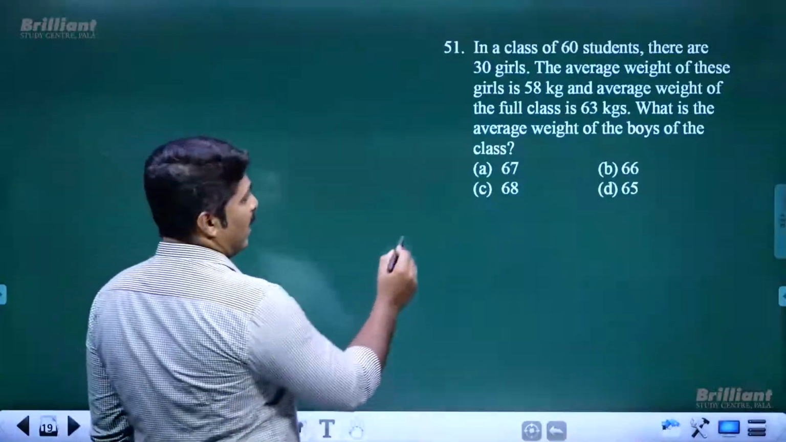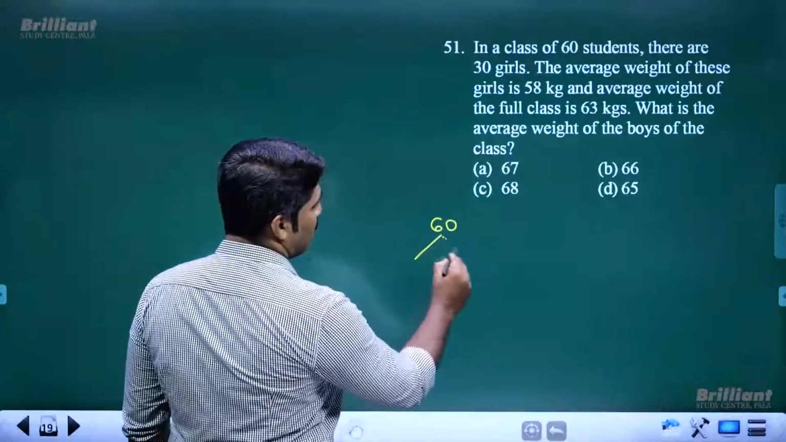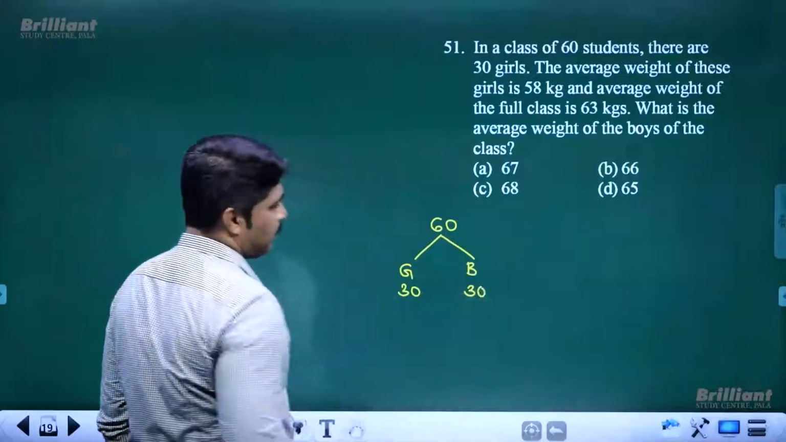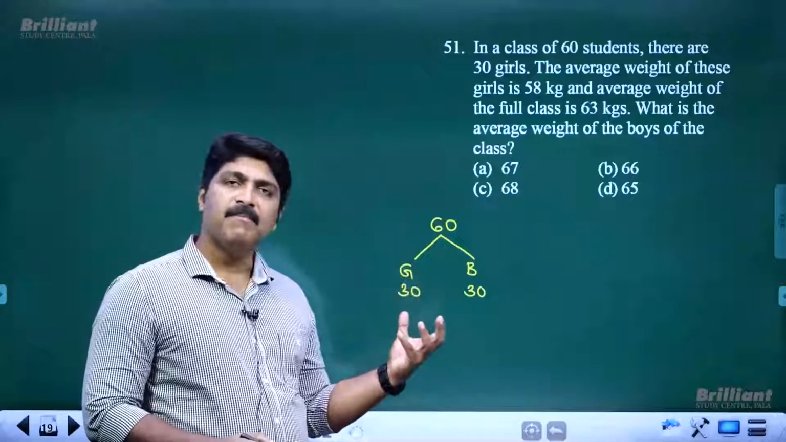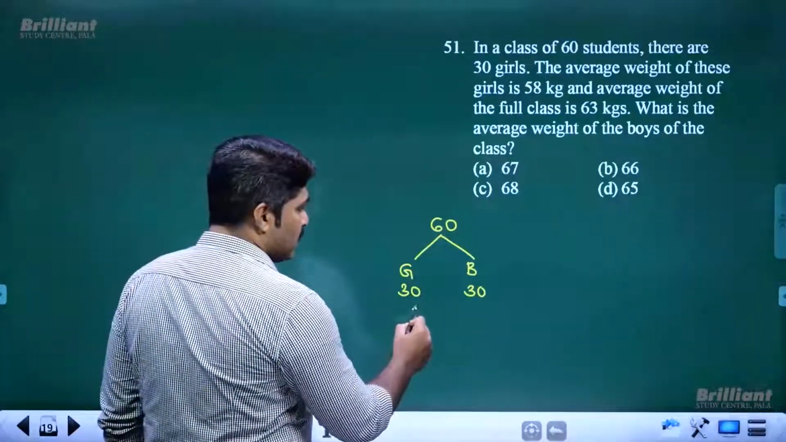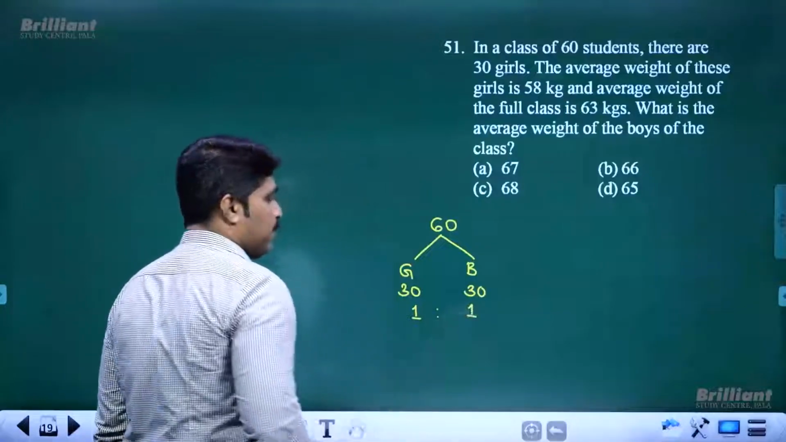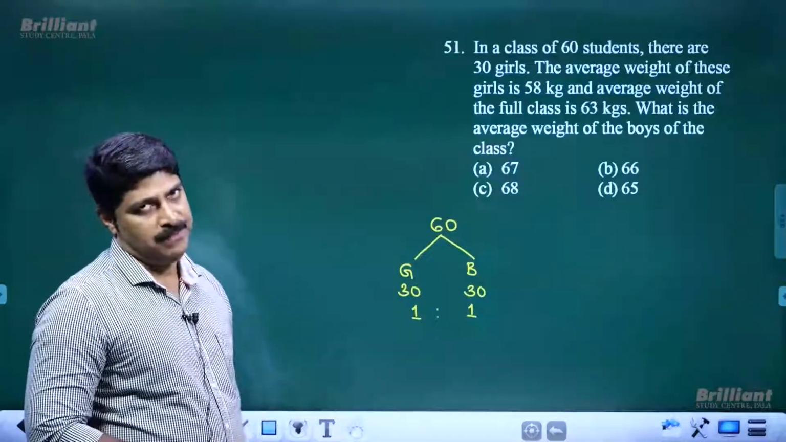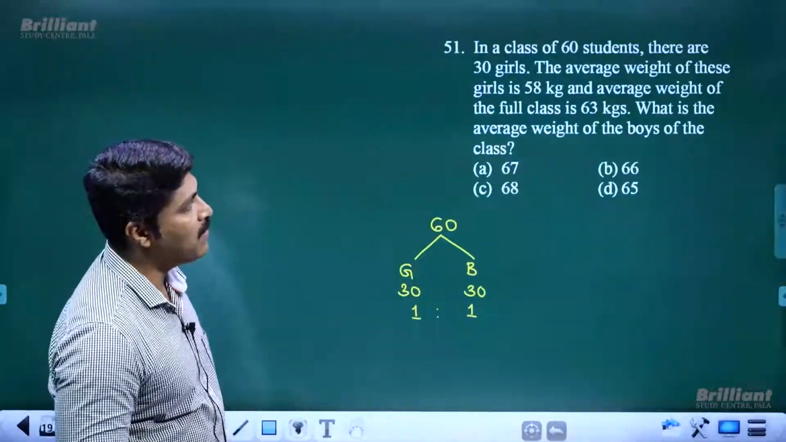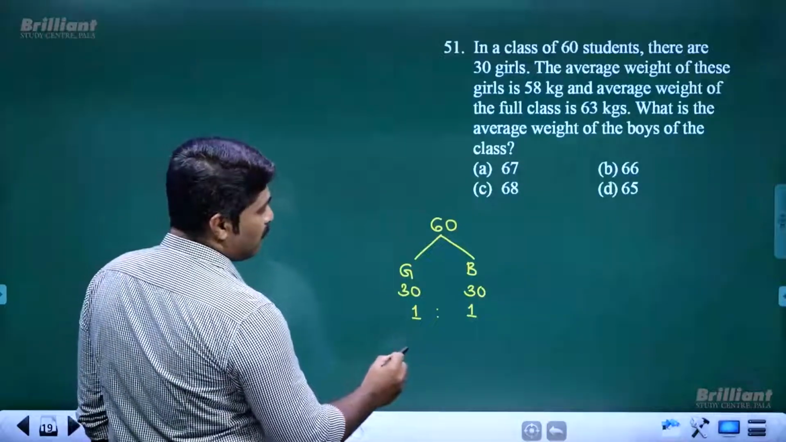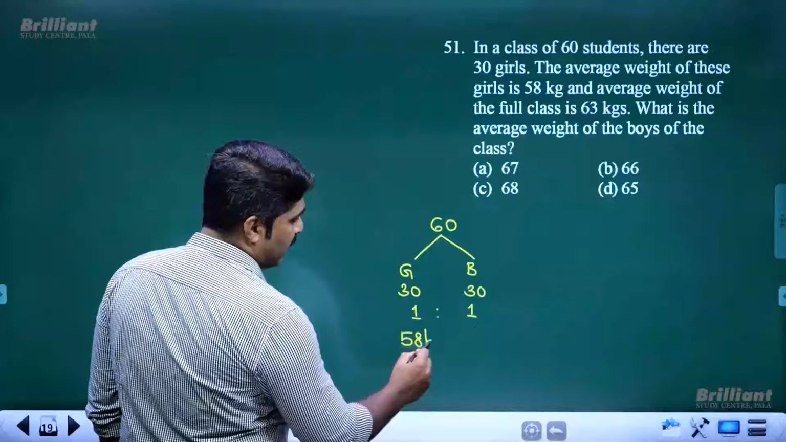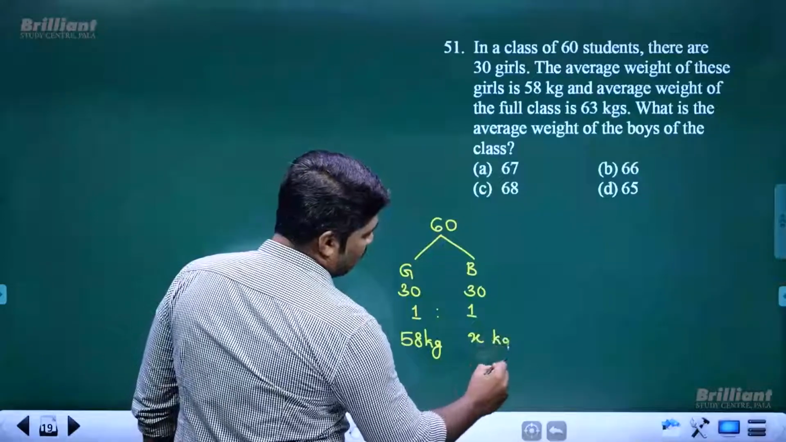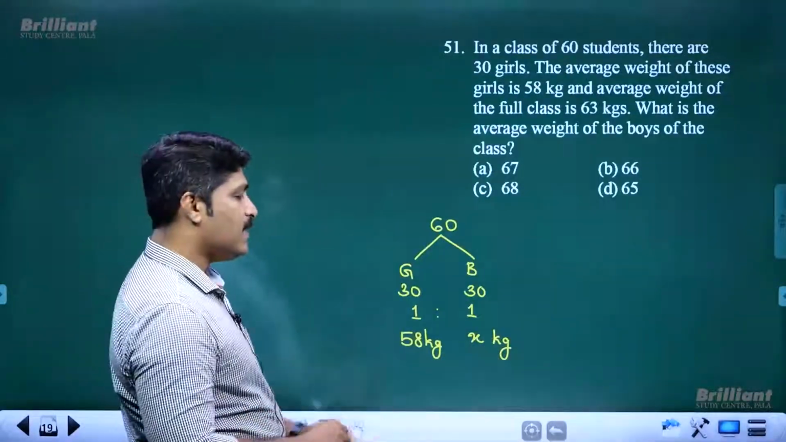Here we just consider in total there were 60 students. The number of girls is 30, and the number of boys is also 30. Actually, these numbers of students are the weightages, therefore we can express those values in the ratio form, that is 1:1. If you need to find the average weight of the boys, we have the average weight of the girls, which is 58 kilogram. Suppose the average weight of the boys is x kilogram.